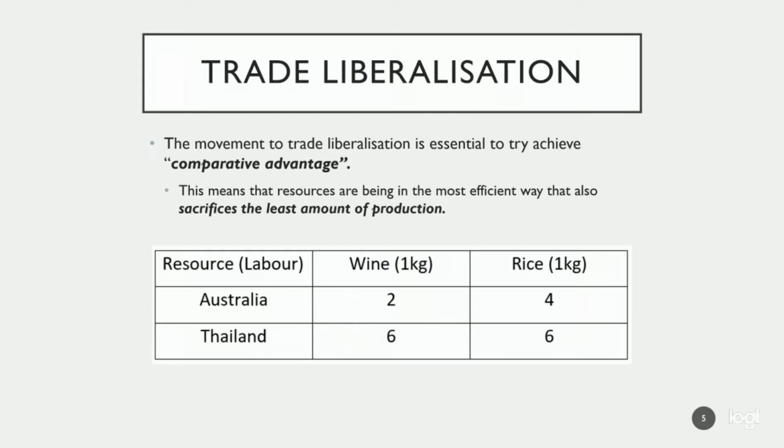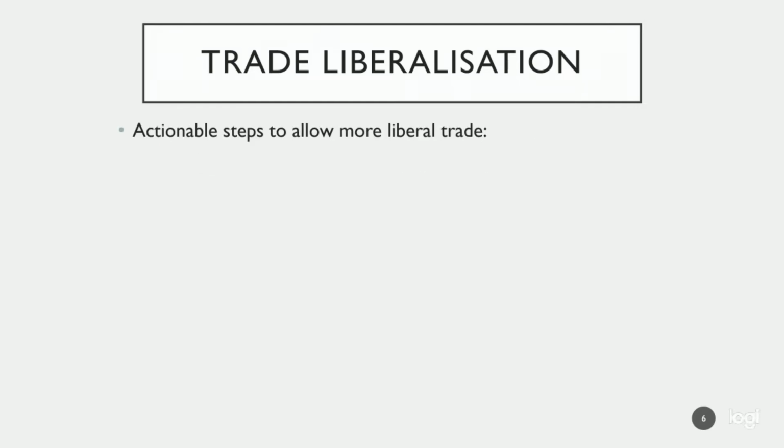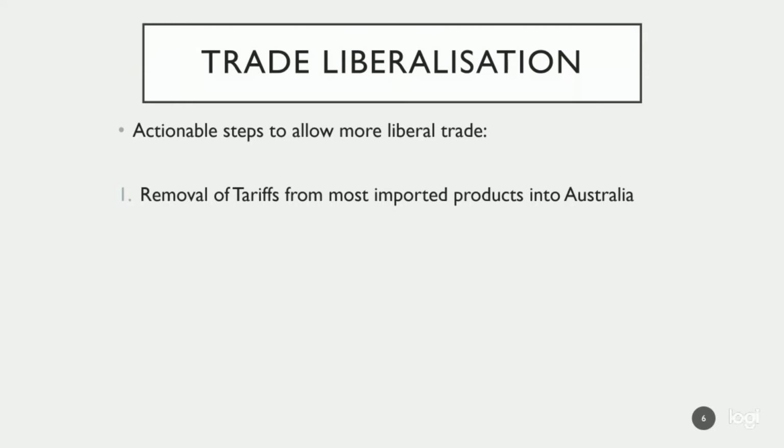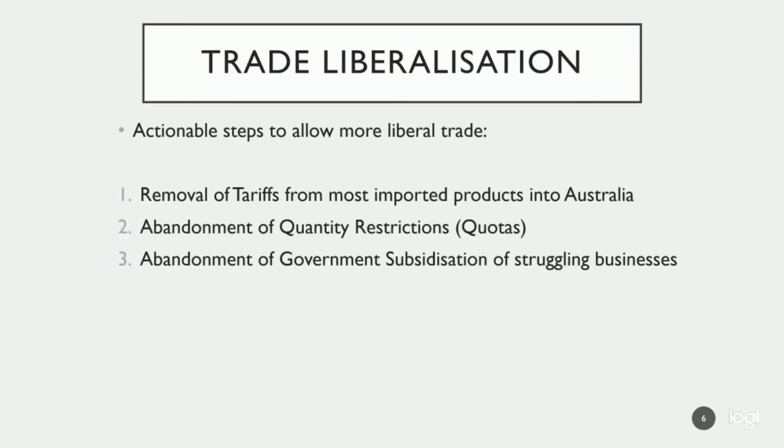Now for Thailand, it doesn't matter which one they produce, but if we're able to sell wine to them, then it's better off for them to only produce rice, and then we can exchange whatever's left over or not needed by the country itself. And so how do we achieve more liberal trade? We can essentially reverse all of those trade barriers that used to exist. And so what that means is we can remove the tariffs on imported products, we can abandon quotas, and the government can also remove its subsidies towards struggling businesses.